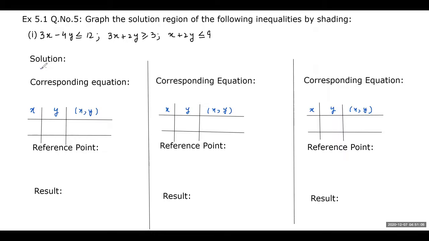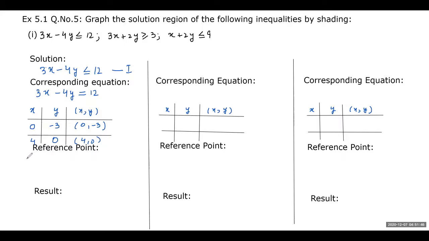We write the first inequality, which is 3x minus 4y is less than or equal to 12. We name it number 1. We write its corresponding equation, which becomes 3x minus 4y equals 12. In this equation, put x equals 0. As a result, you will get y equals minus 3. So the point becomes (0, -3). Then put y equals 0. You will get x equal to 4. And the point becomes (4, 0). So the point is (4, 0).